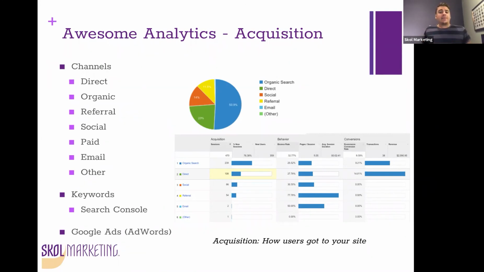Paid traffic is if you're running, for instance, any type of Google Ads campaigns. You can integrate your Google Ads or AdWords campaigns into Google Analytics, and not only can you see all the analytics there, but it will also show up in this pie chart as paid. Obviously that's pretty simple, but you can go in there and compare your different campaigns, your different ads and ad groups, and so on.